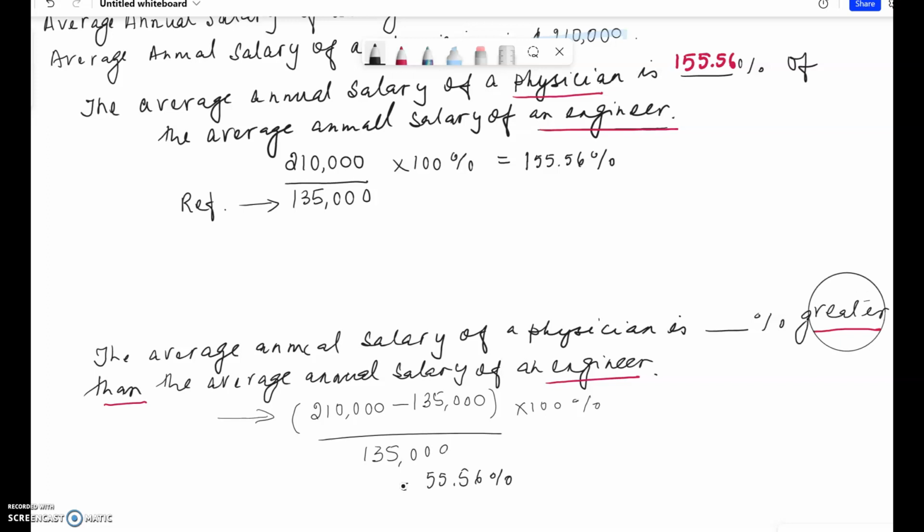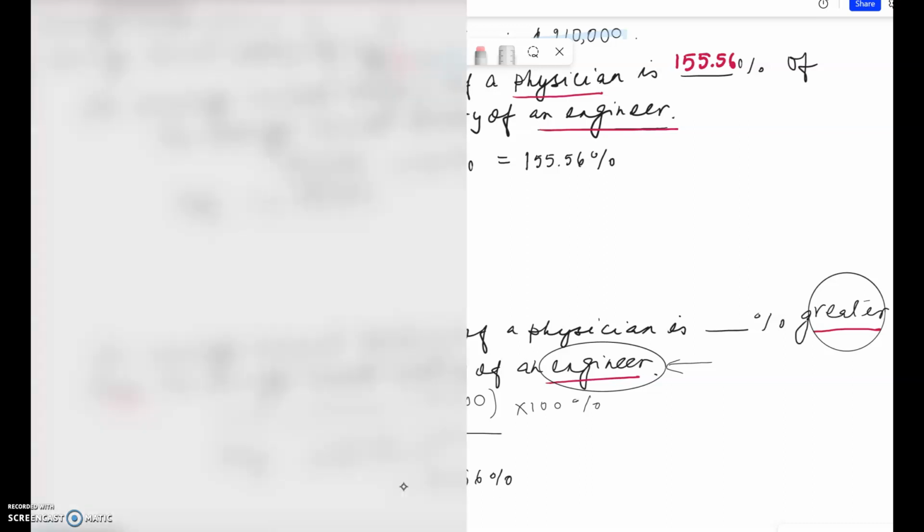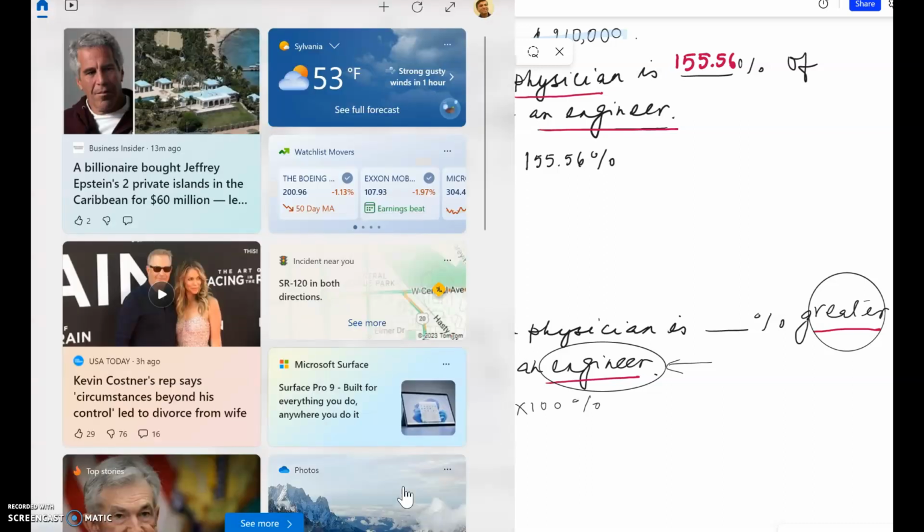So the average annual salary of a physician is blank percent greater than, and that's why we took the difference. And the reference value, we are comparing the average annual salary of a physician to that of an engineer. So the annual salary of the engineer becomes the reference value, which is in the denominator. So read the question carefully before you answer it.